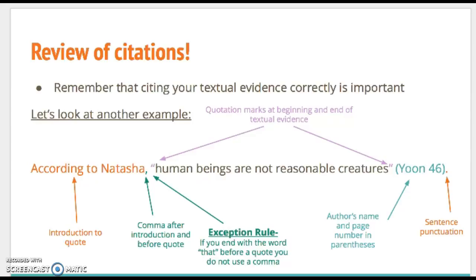So when you are responding to our writing prompts, feel free to come back to this slide and just make sure that all of your citations are following the rules. And this is just a good example for you to look at.